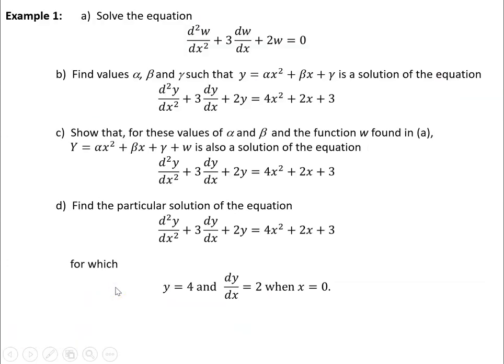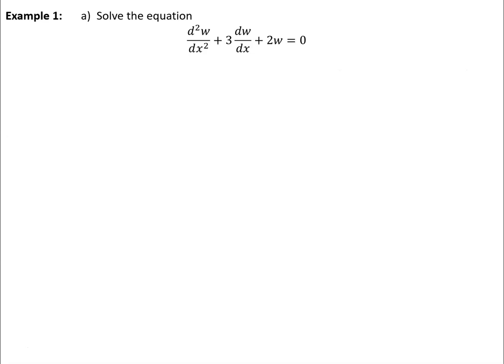So, as our first example, what we're going to be working towards is finding a solution of the differential equation d2y/dx squared plus 3 dy/dx plus 2y equals 4x squared plus 2x plus 3. And this first example is going to end up giving us a method for solving such equations. So let's start working through this first example then.